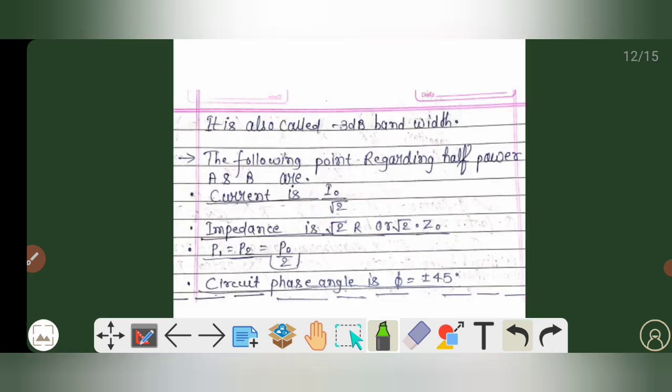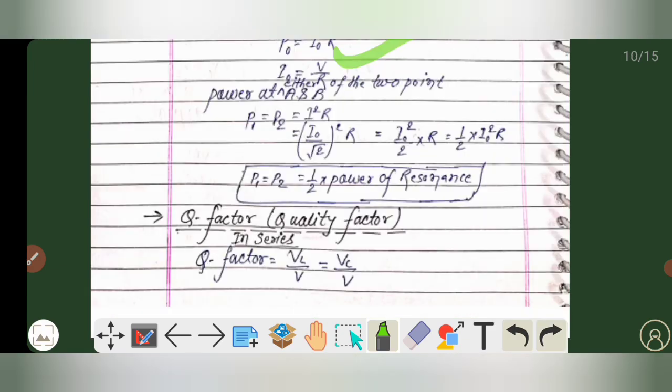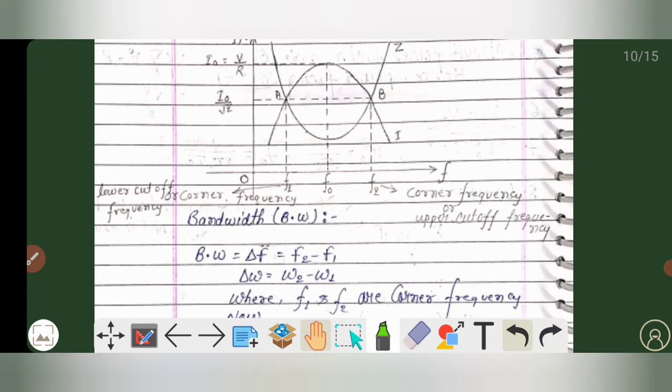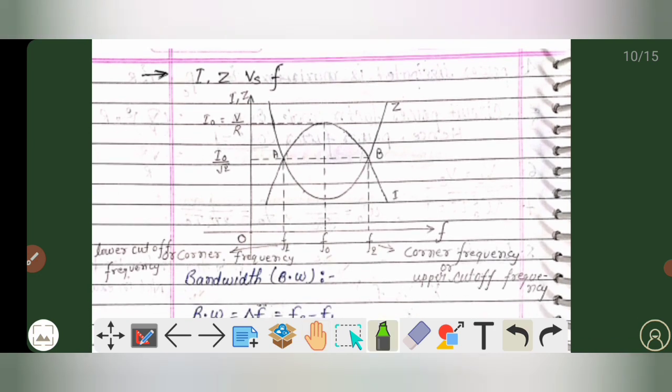Now the next important point is that it is also called 3 dB bandwidth, my dear friends. Now, there are some important points regarding points A and B. As you can see from this diagram, this is point A and this is point B, about which we are talking.